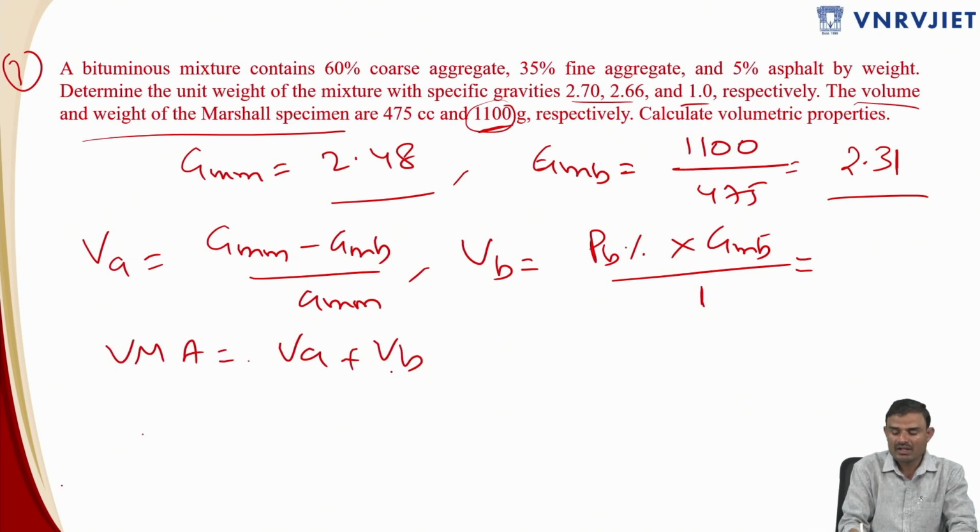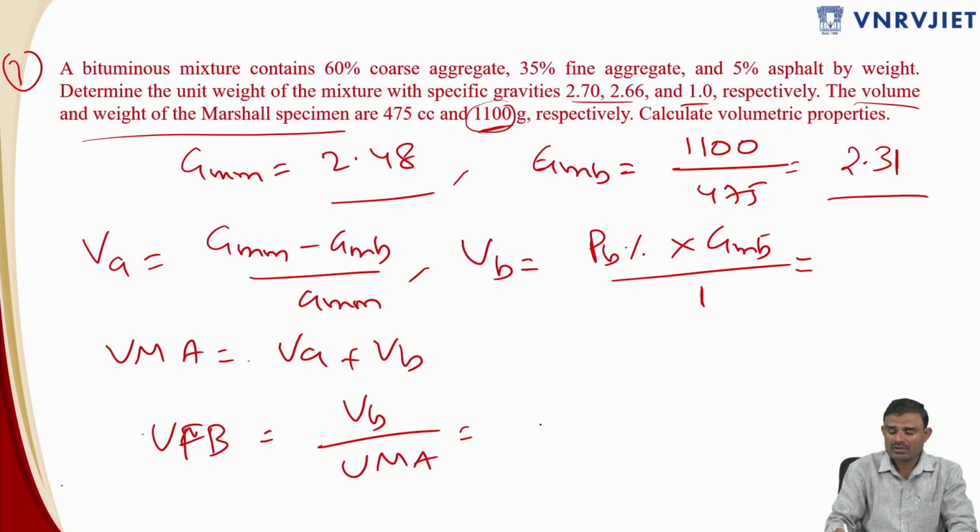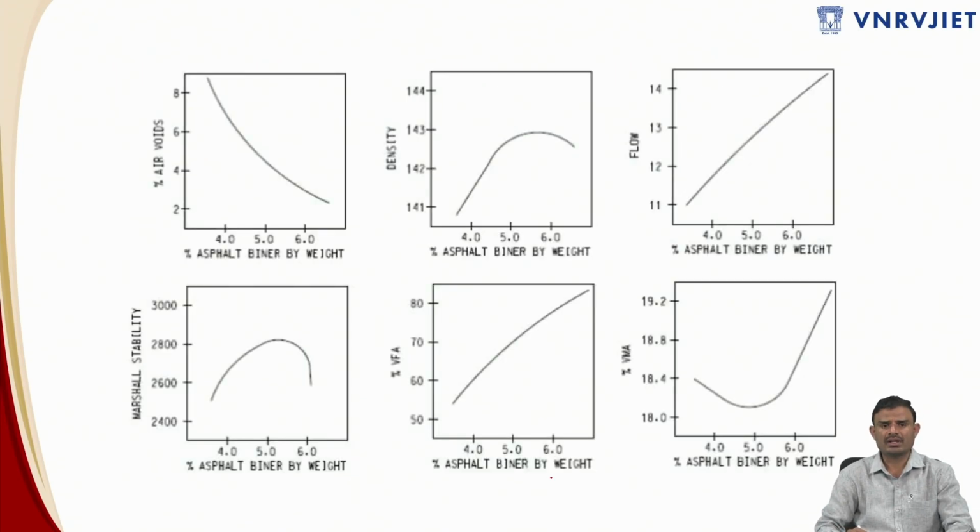Then proceed for VMA, which is nothing but VA plus VB, and after that you have to calculate voids filled with bitumen, which is nothing but VB divided by VMA. So somehow you get the different values over here. That is the end of the discussion over here.